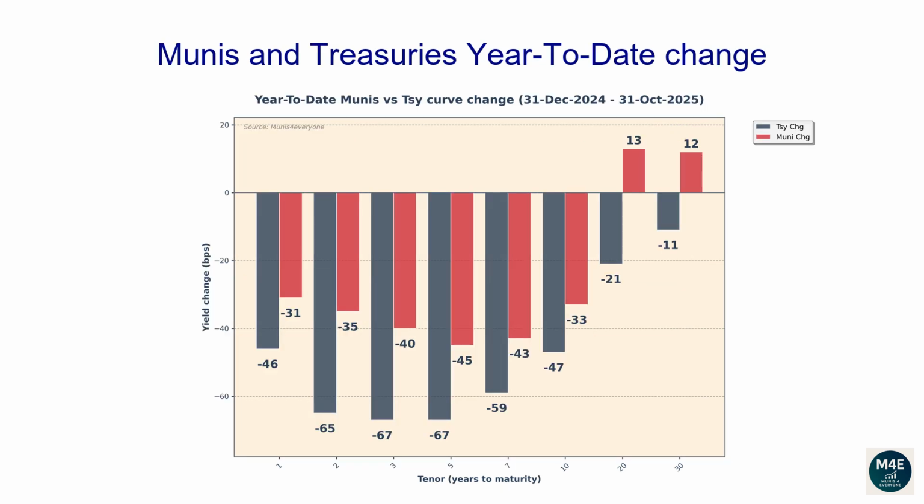This graph is similar to the previous one, but instead of showing how interest rates have moved versus the prior day, it shows how much they have changed since the beginning of the year. The current bar plot shows how muni and treasuries have changed year to date.